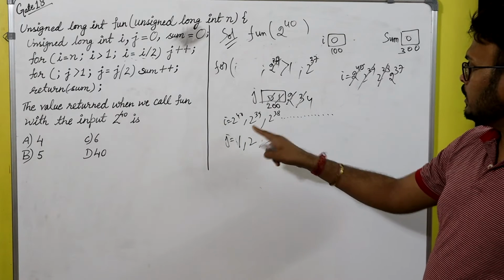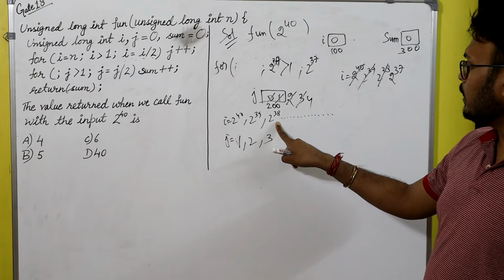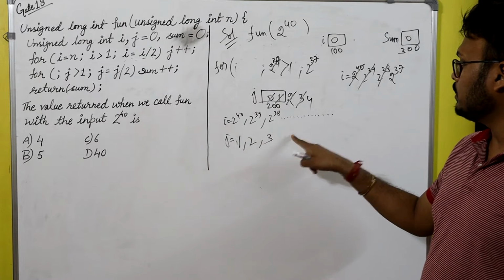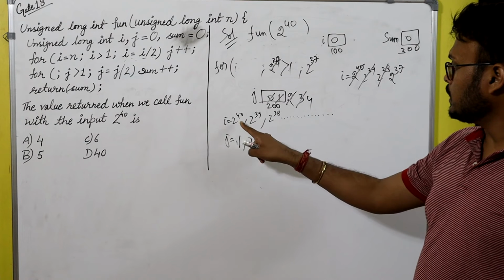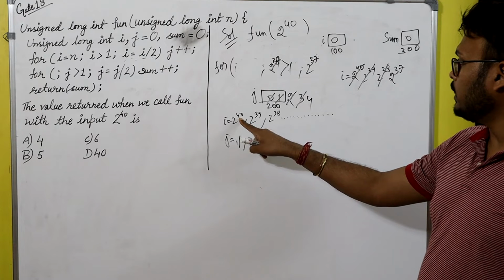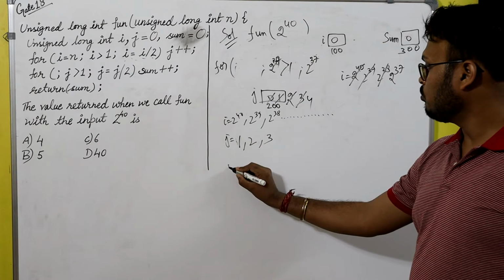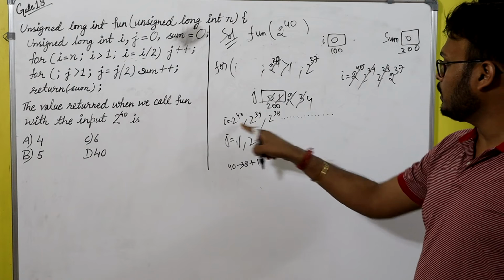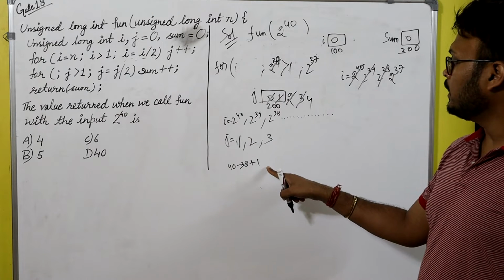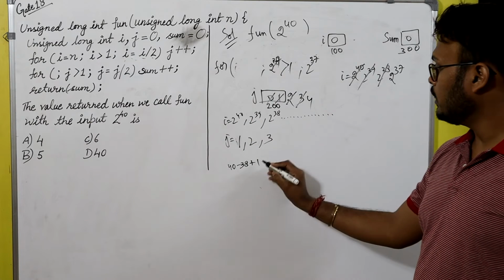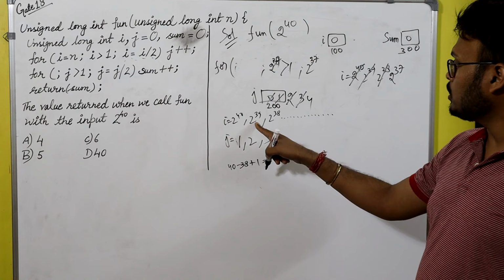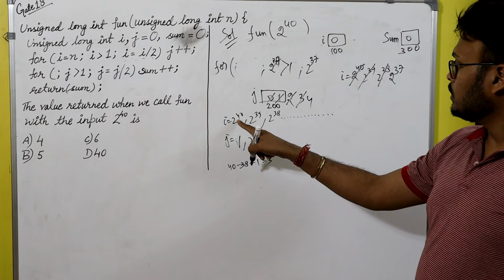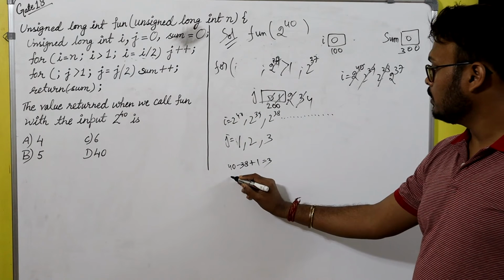Just think like this. Here you see the j value is 3 when the i value is 2 to the power 38. It means 40 minus 38 plus 1. Just see the power: 2 to the power 40 is there, 2 to the power 38 is there. So if we subtract the powers and add 1, whatever value we get, j is exactly that value. So it is 3. You can check here also. When the i value is 2 to the power 39, the j value is 2, which means 40 minus 39 plus 1.